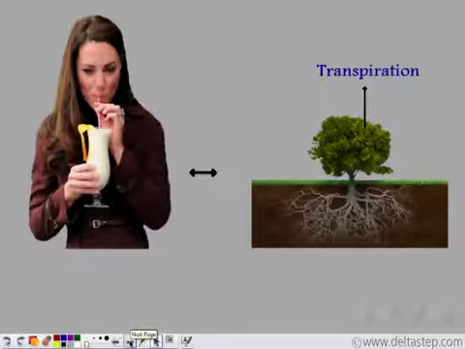When you suck a drink through a straw, the fluid moves from the glass to your mouth. Similarly, transpiration causes a suction force which causes the upward movement of water from the soil.